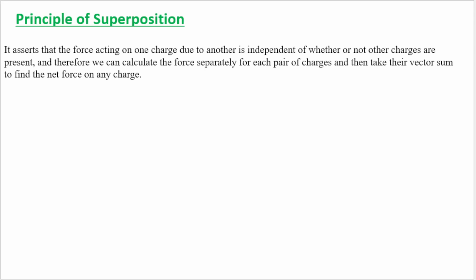In this lecture, we will look at the principle of superposition of electric forces, and we will work out an example. First, let us read out the principle of superposition. It asserts that the force acting on one charge due to another is independent of whether or not other charges are present, and therefore we can calculate the force separately for each pair of charges and then take their vector sum to find the net force on any charge.